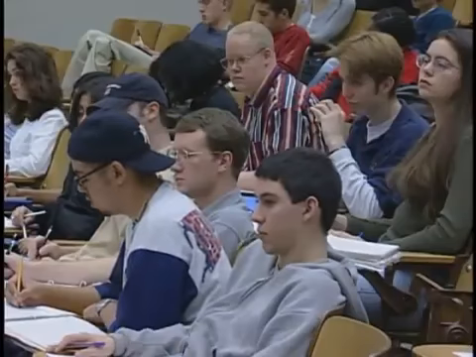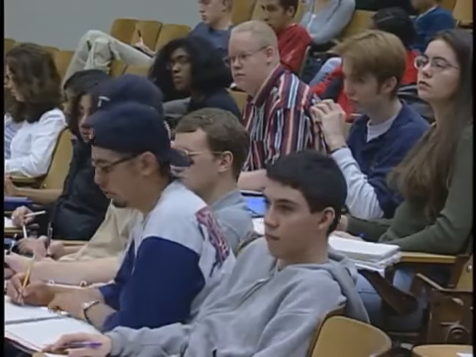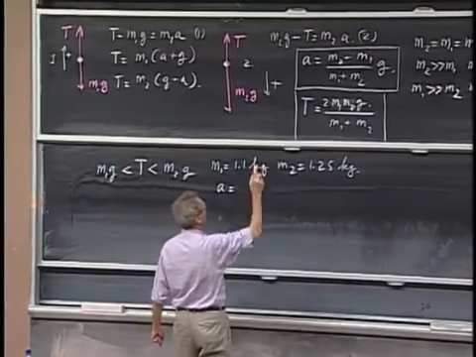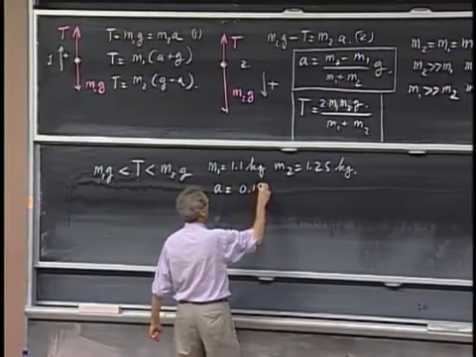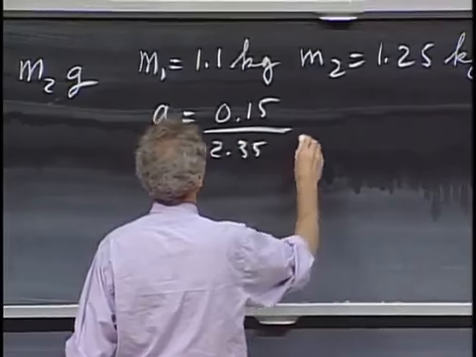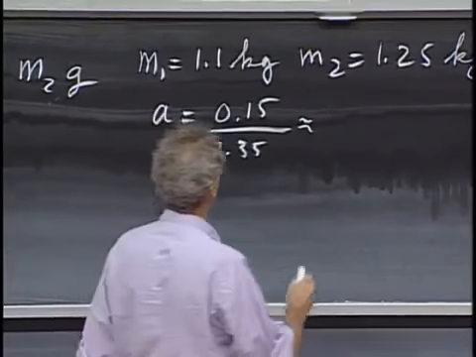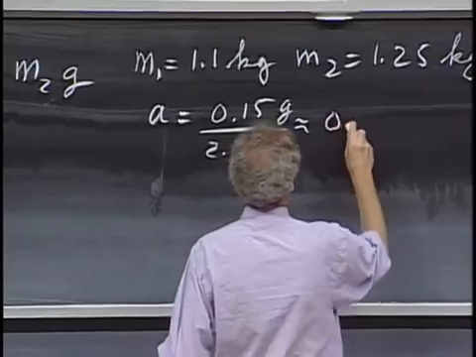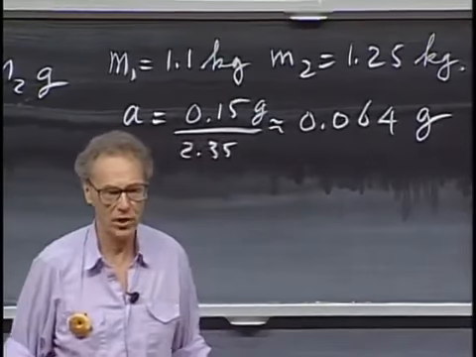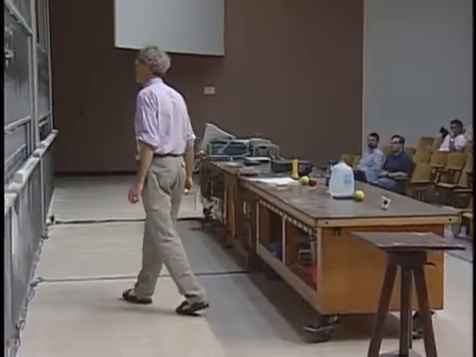Frictionless system, and the string has a negligible mass. What is the acceleration a of the system? I get m2 minus m1, that is 0.15, divided by the sum, which is 2.35, and that is approximately 0.064 g. Approximately 0.064 g. It's about 1/16 of the gravitational acceleration. So it's a very modest acceleration.